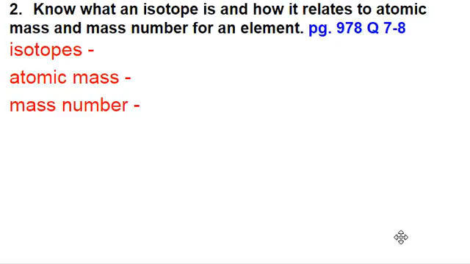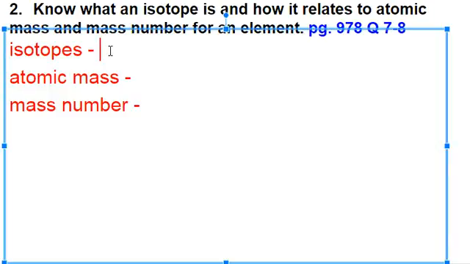Objective 2 says, know what an isotope is and how it relates to atomic mass and mass number for an element. And by the way, the blue here, those are the questions that you were asked to do for your test review at the end of the chapter. Questions 7 and 8 go with objective 2, and questions 1 through 6 go with objective 1. If you want to know if you're feeling proficient or not, you should be able to answer those questions. And of course, the key is in the key folder for chapter 4.